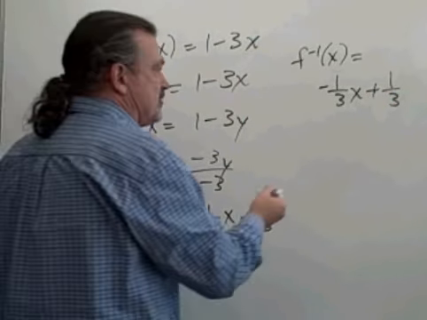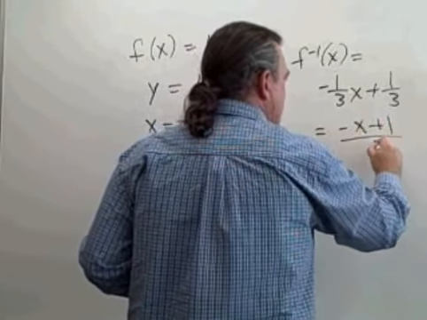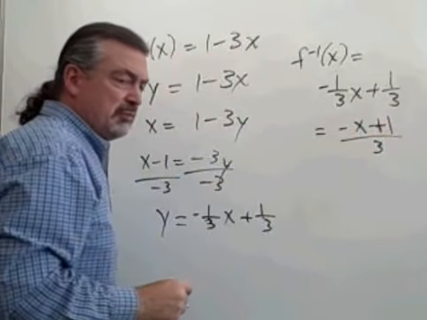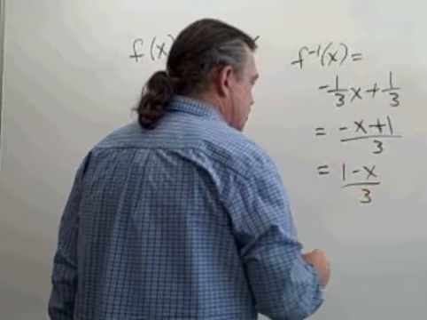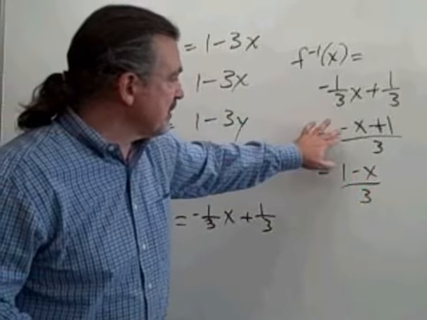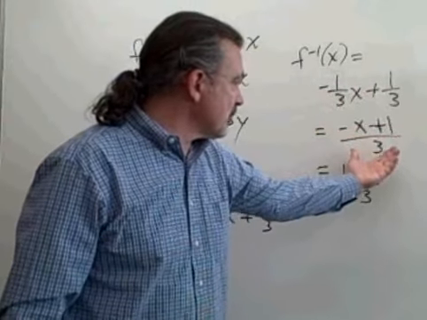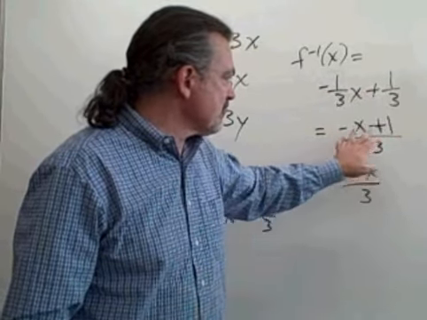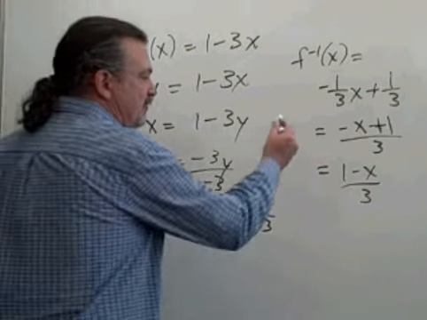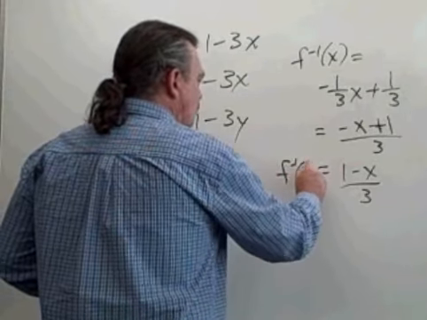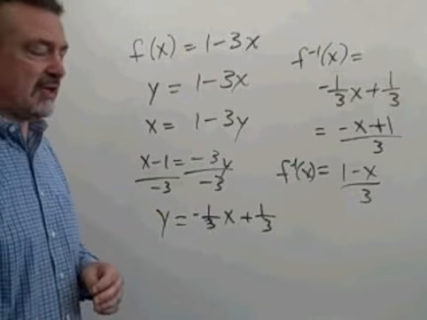Or an optional way to express that would be negative x plus 1/3. Can you see that that would be equivalent? Which also then could be written as 1 minus x over 3. Do you see how all three of these expressions are equivalent? I simply put these two fractions together into one fraction, and then I rewrote it so that my leading coefficient here was positive and not negative. So all of these are ways to express the inverse function of the original function f of x.